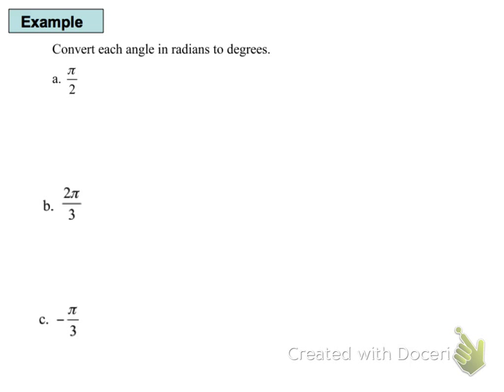Now we'll go the other way. We're going to go from radians to degrees. So now remember, we multiply by 180 over pi. And remember, the goal is to get rid of the pi, and that's why we want the pi in the bottom, to help them cancel out. So for part A, we'll start with pi over 2, and we'll multiply by 180 over pi.